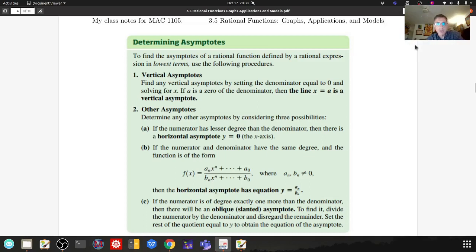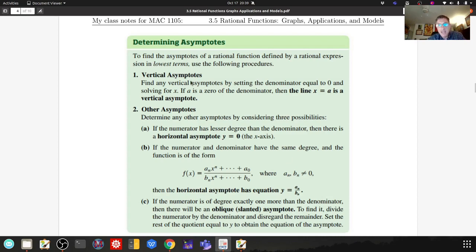So this is part 2, or part B, of 3.5, graphing rational functions. In part A, we talked about vertical asymptotes and horizontal asymptotes. So this is a list that tells us how to find the asymptotes of a rational function. And of course, we always imagine that our rational function has been reduced to its lowest terms.